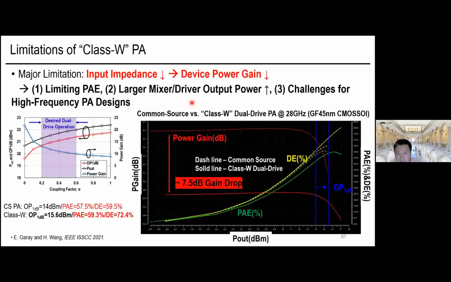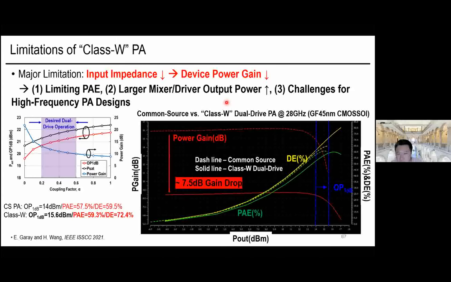The lower power gain also means that we will require more stages of the PA, or higher mixer or driver output power, both of which will consume more DC power. Of course, this will be particularly problematic since we know the device does not have a lot of gain at higher frequency. So this will be problematic for high frequency PA designs, right?